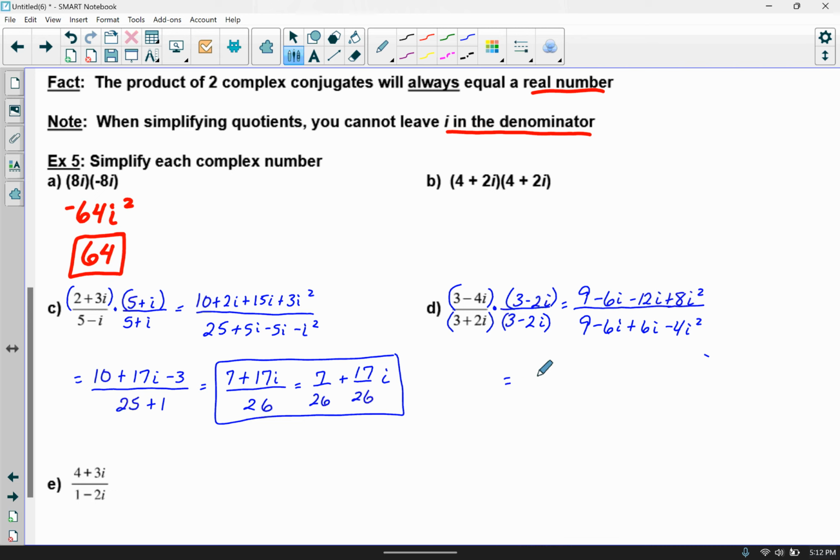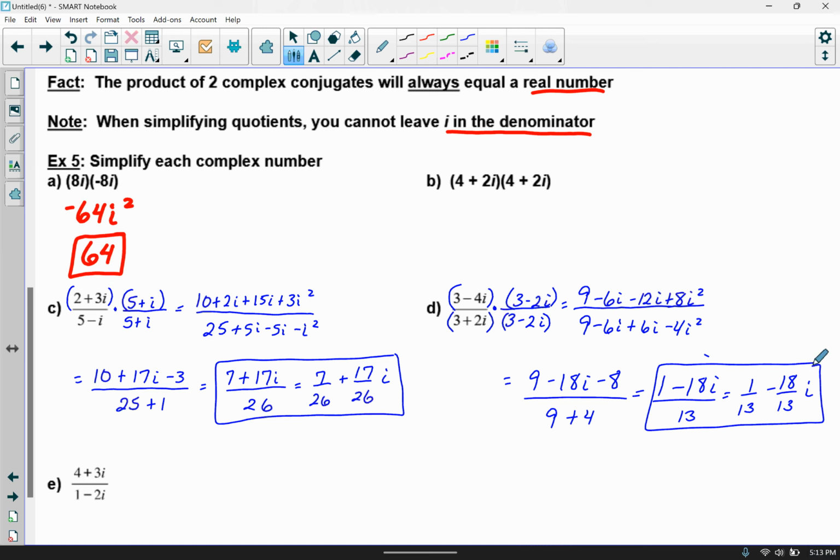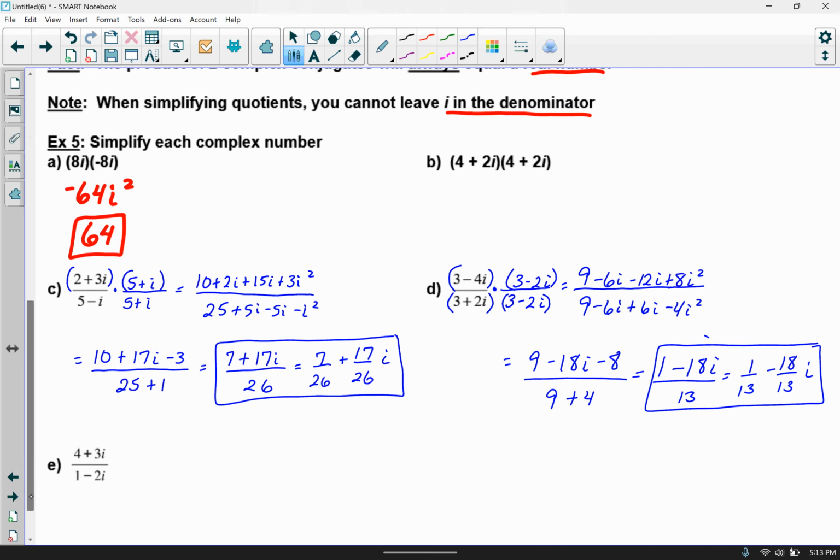All right, so let's start cleaning up. I have 9 minus 18i. I squared makes that 8 up top, negative. On the bottom, the 6i's cancel out. I squared makes that negative 4, positive. So that'll give me 1 minus 18i all over 13. If you break it up, then you got 1/13 minus 18 over 13i. I'll box them both in. I'd take either. All right, let you try letter E on your own.